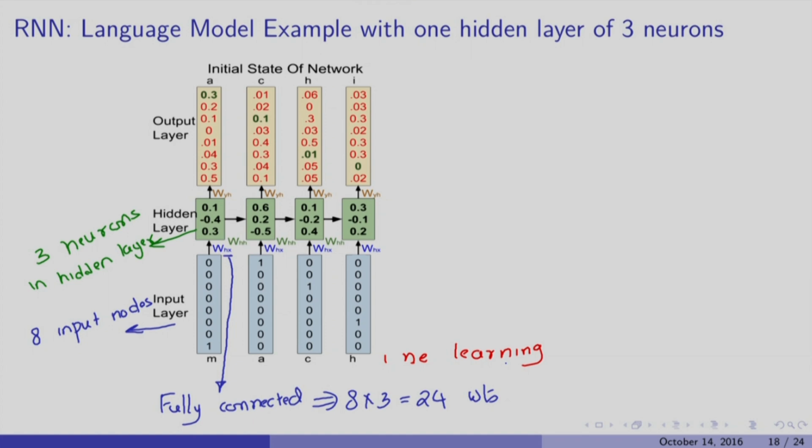So what you see here is one instance of time, but the same network was repeated at other instances of time. The output layer for us is again of size 8, and correspondingly there would again be 8 into 3, which is 24 weights.